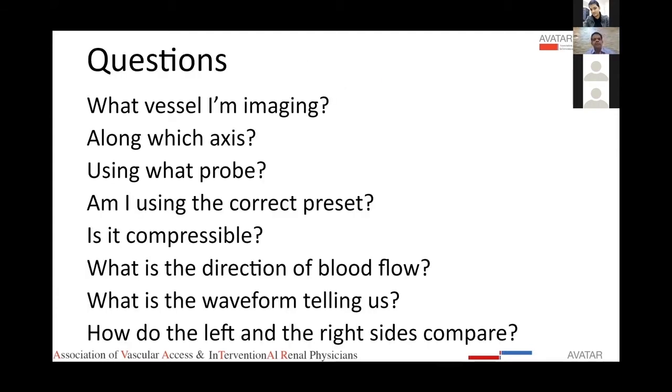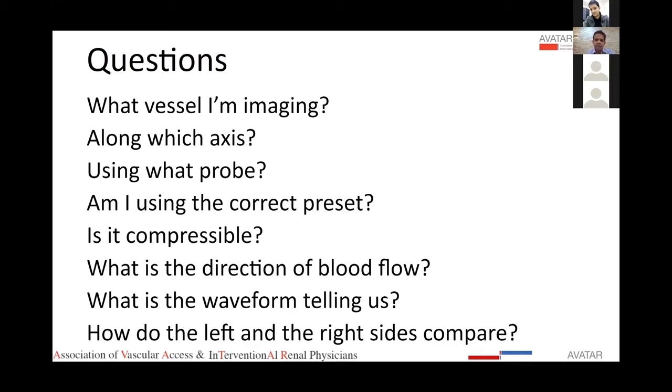So when we are imaging the central veins, the few questions that we ask ourselves are: which vessel am I imaging, along which axis? Generally, Doppler is better imaged along the direction of the flow, or along the long axis, because that is where Doppler works best. And what probe am I using? For most of these examinations, we'll be using what is called a linear probe or a vascular probe. And most of the point of care ultrasound machines come with their own presets. So we will be using the venous preset for the examinations.